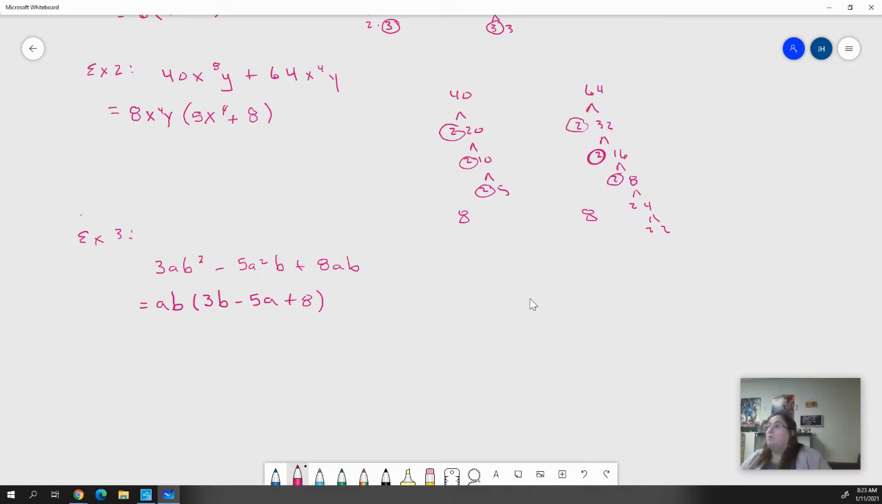So when you're factoring, always look for greatest common factor first. Let's put that there. When factoring, always look for the GCF. GCF is greatest common factor first.